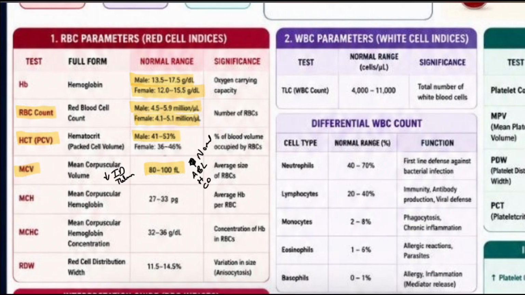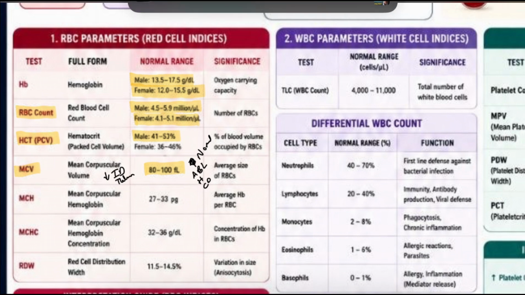So these are the main things we can see in MCV. Less than 80 is microcytic, 80 to 100 is normocytic, and more than 100 we call macrocytic anemia. In macrocytic anemia, we can see alcoholism, liver disease, folate deficiency and vitamin B12 deficiency.